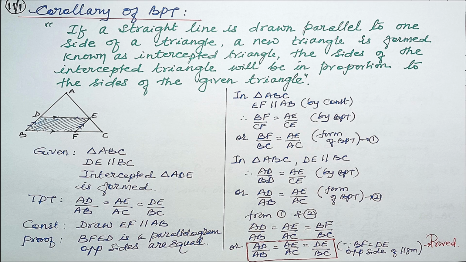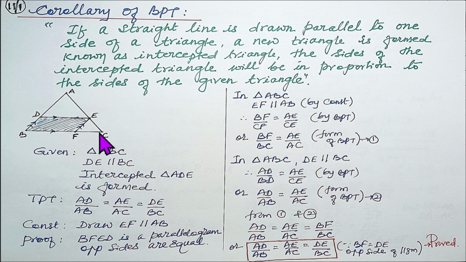Now what was the statement which we had learnt earlier? The statement is, if a straight line is drawn parallel to one side of a triangle, a new triangle is formed and is known as intercepted triangle. The sides of the intercepted triangle will be in proportion to the sides of the given triangle. So let us understand this statement.